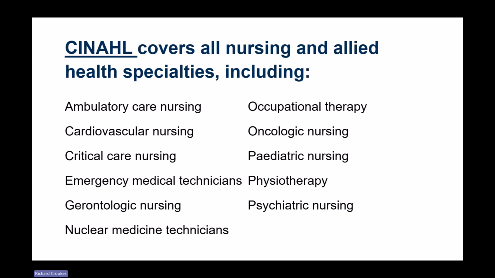So it does cover these specialties among others. These are just a handful of the kind of specialties you'd expect from within CINAHL. So literature relating to these areas: cardiovascular nursing, critical care nursing, nuclear medicine, occupational therapy, physiotherapy, psychiatric nursing, and more. As I mentioned, 115 specialties in total are covered presently in CINAHL, with 112 also related to allied health disciplines.